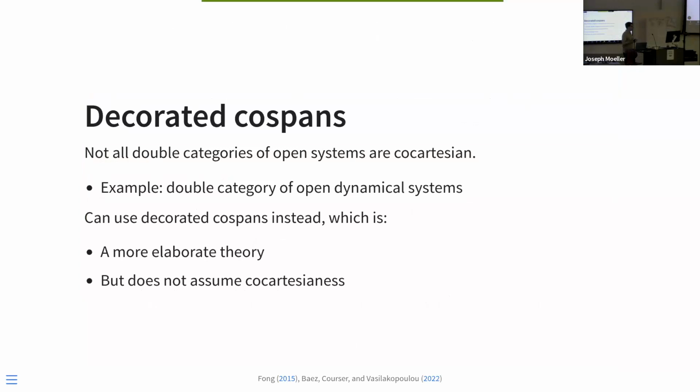Okay, so turning to decorated cospans. It is a sad fact of life that not all double categories of open systems are co-Cartesian. The main example that I have for this is the double category of open dynamical systems. So not with further parameters, but just dynamical systems. There's not enough morphisms in this situation basically to have coproducts. But in situations like this, we can sometimes use the theory of decorated cospans, which is a more elaborate theory, but it does have the advantage of not implicitly assuming co-Cartesianness.